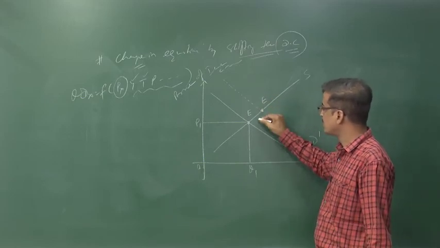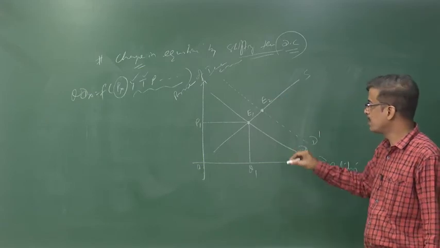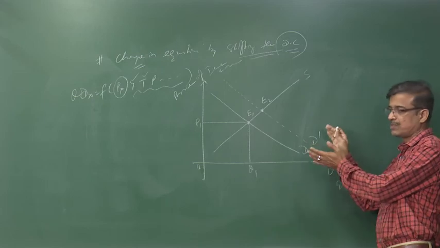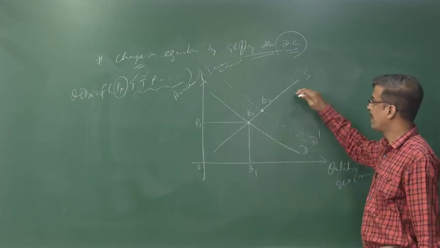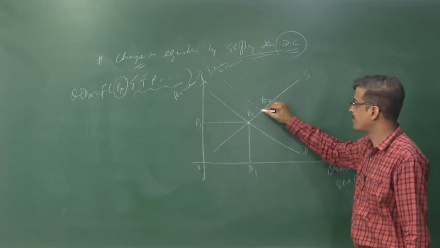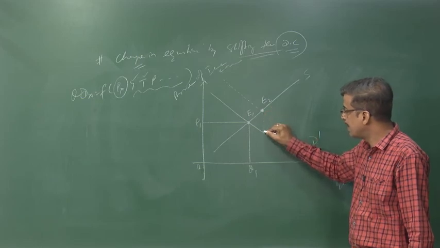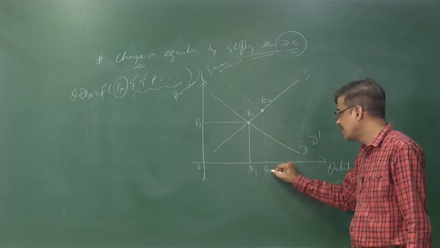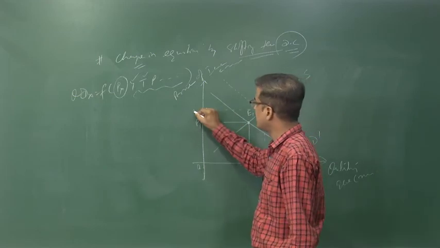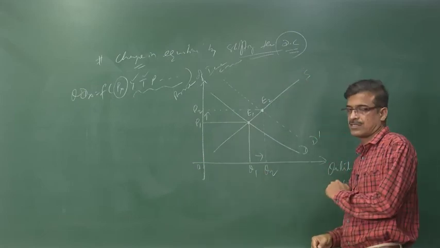A new equilibrium point is formed. The initial point of equilibrium was E1, and now it is E2. As the demand shifts, it intersects the given supply curve at the separate point E2, and due to that we find the new quantity, Q2, and the new price, P2. That means both price and quantity increase.